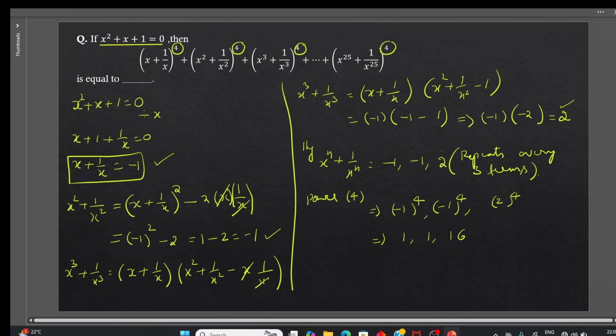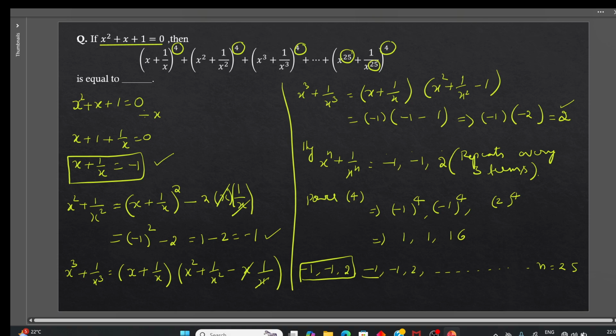Okay. So now observe here in the question given: x plus 1 by x square, 1 by x square, x cube, 1 by x cube, up to x to the power of 25 plus 1 by x to the power of 25. So how many terms? First term is minus 1, 2, again minus 1, 2, and so on, up to n equals 25 terms.